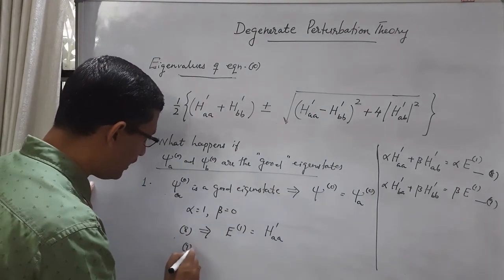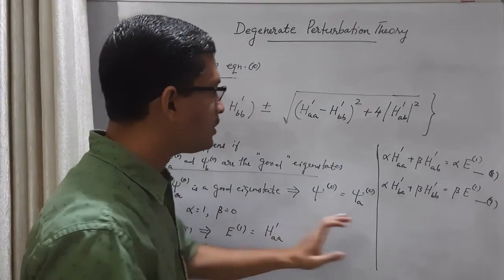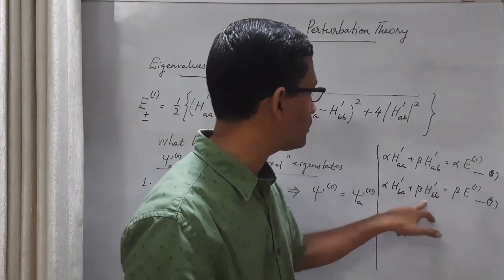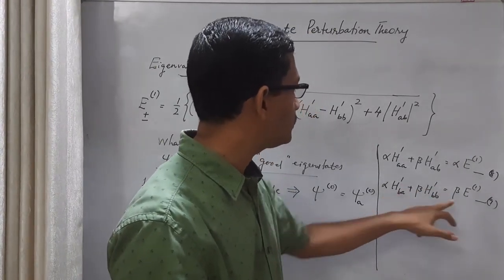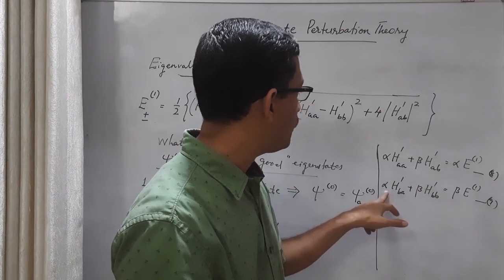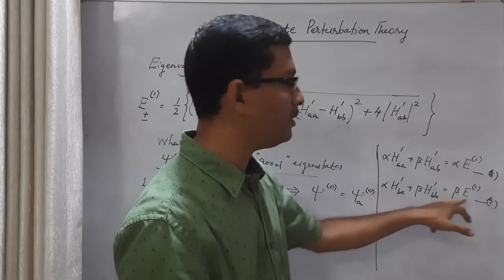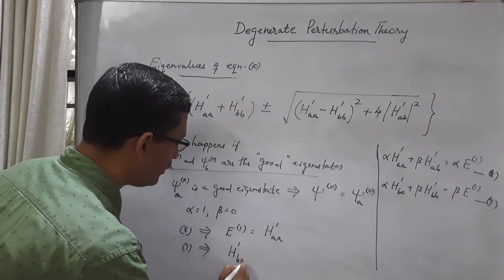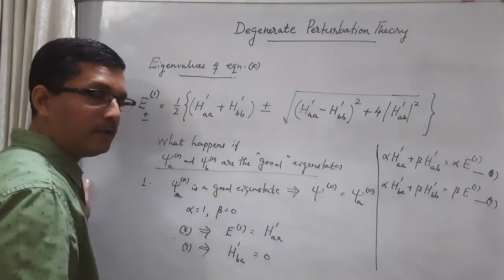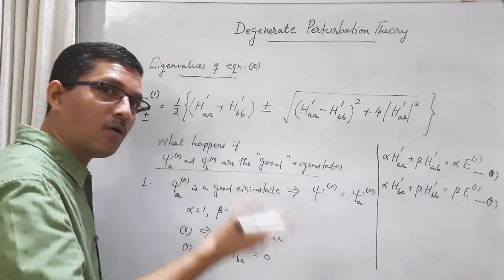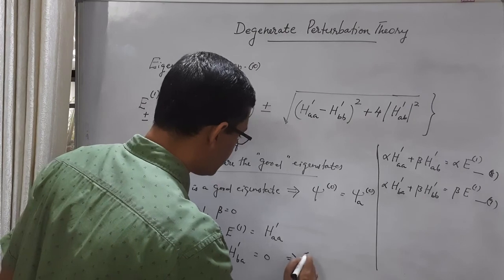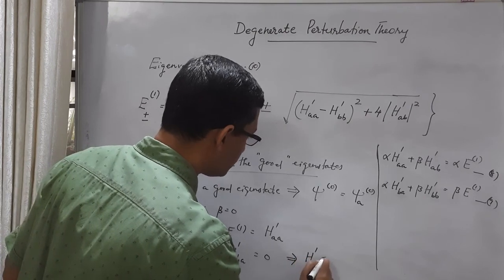What about equation 9? Equation 9, with alpha equal to 1 and beta equal to 0: this term is gone, so this is 0, this is 0. Alpha equal to 1, so what you get is h prime BA equal to 0. We know that h prime AB is the complex conjugate of h prime BA, which means that h prime AB is also 0.